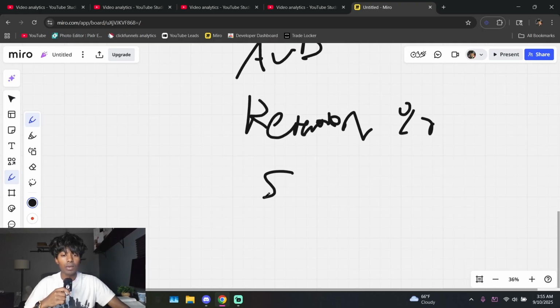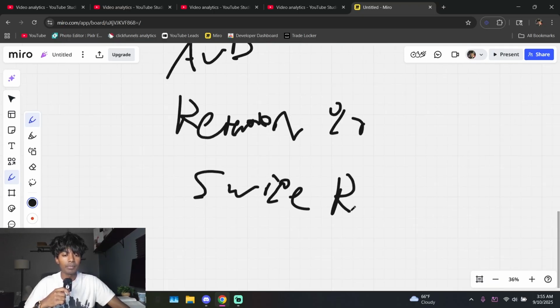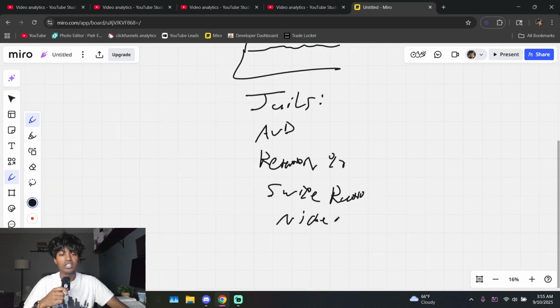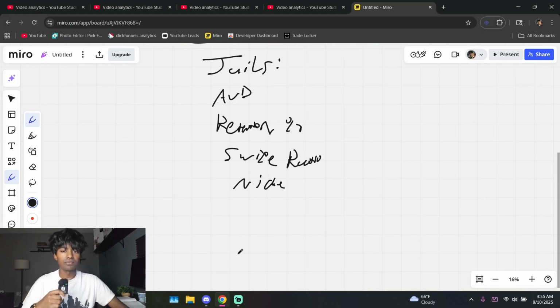We're going to look at the swipe through ratio, which is how many people decide to actually stay. And then we're going to look at the niche. And the fourth thing, I kind of forgot to mention that. The niche, because different niches are going to get different views. For example, if you guys are making videos about pottery, of course you're going to get less views.